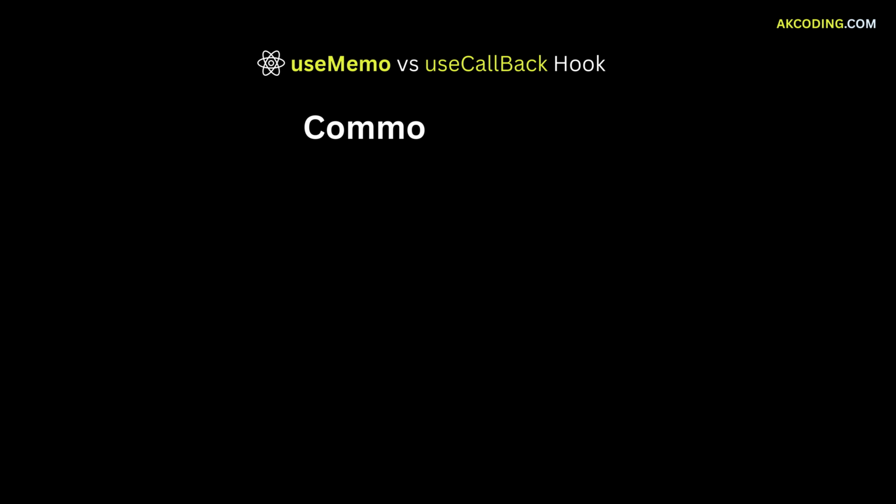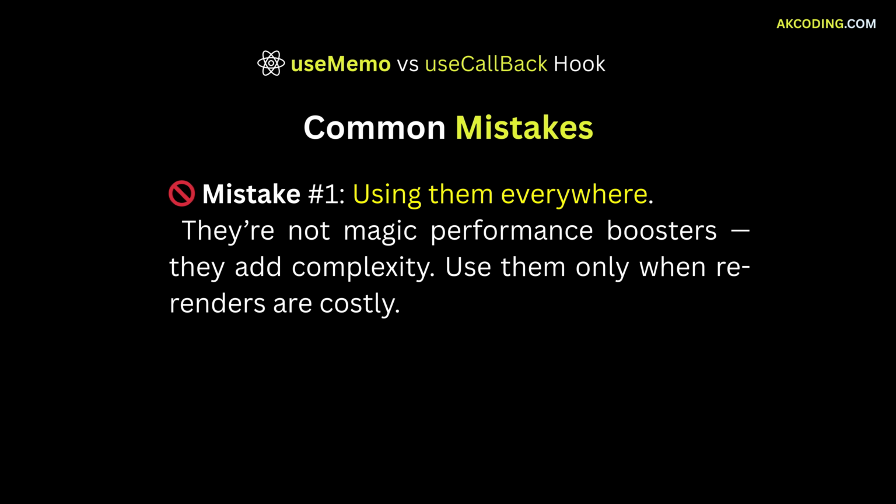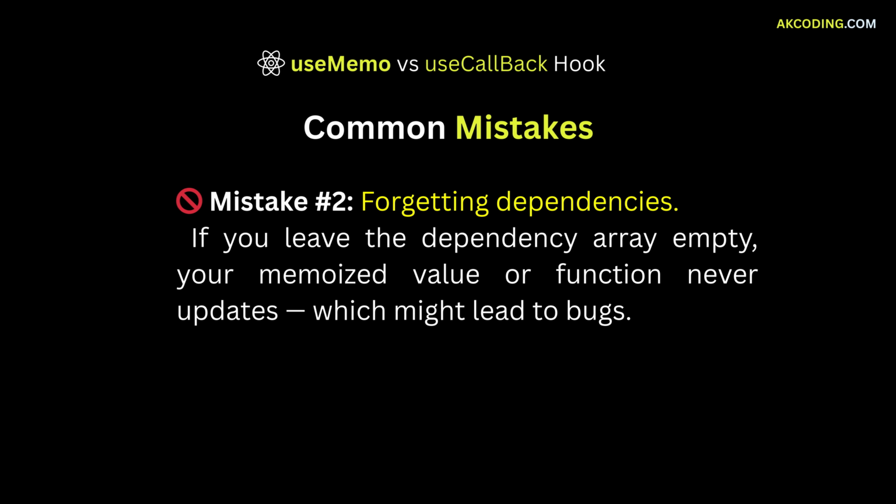The common mistakes we can make. Mistake number 1: if you use useCallback or useMemo everywhere in your code, that's not a magic performance booster. They add complexity. Use them only when re-renders are costly. Mistake number 2, forgetting dependencies. If you leave the dependencies array empty, your memoized value or function never updates, which might lead to bugs.